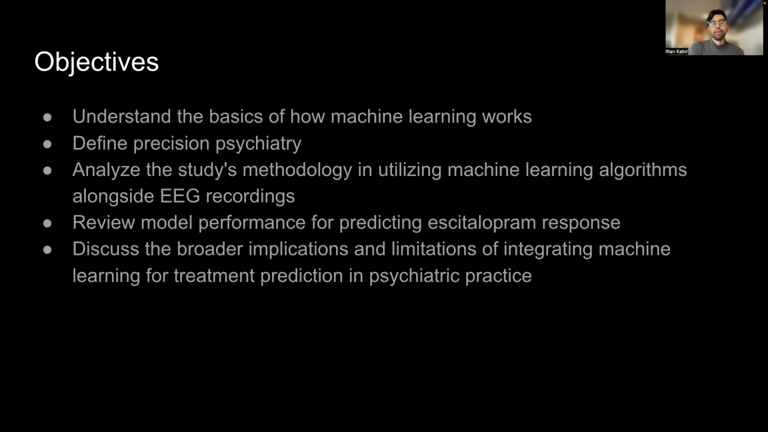So we'll have a couple of objectives that we'd like to go over before we go into more depth around the paper. First off, I think it's important for us to have a basic understanding of how machine learning works. So we'll go over the history and some of the basic principles of machine learning. We'll tie that into psychiatry, specifically within the field of precision psychiatry. This is a burgeoning field that's only been possible within probably the last couple of years at this point, and it's still a very, very young field.